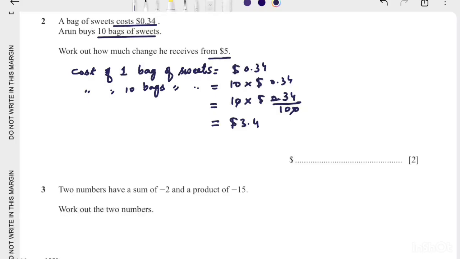Now Arun has a note of $5. So afterwards, what is the change he receives from the shopkeeper? So we are going to minus 5.0 minus 3.4. We'll take one carry. It would be 10. 10 minus 4 is 6, and here would be 4. 4 minus 3 would be 1. So the answer would be $1.6.